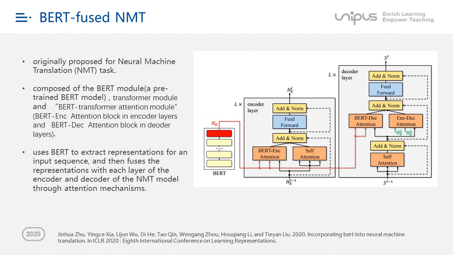And the initialization of the transformer module is tricky. We should first train a transformer model on the Chinese GEC data from scratch until it converges, and then we copy the weights of the transformer model to the transformer module of the BERT-fused model. For the BERT encoder attention blocks and BERT decoder attention blocks, their weights can be initialized randomly.